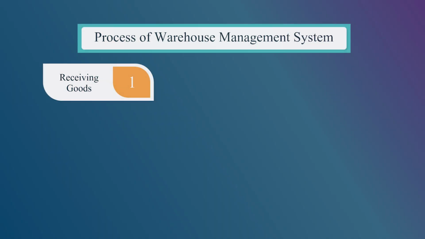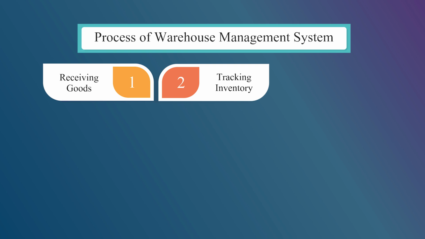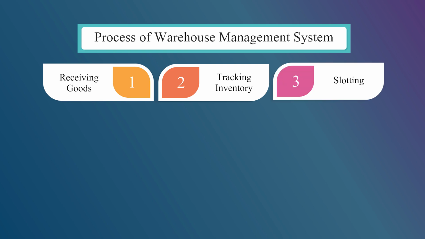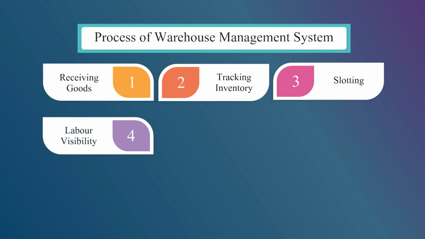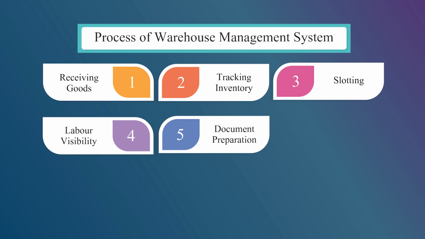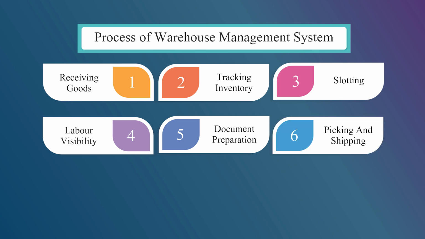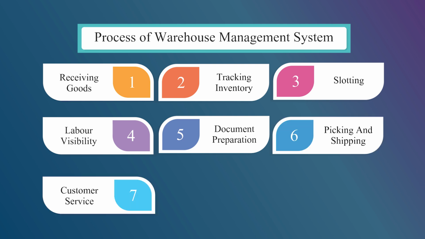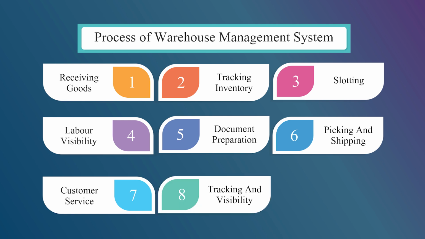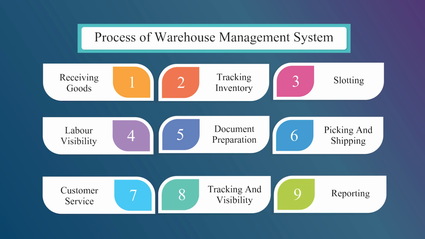Warehouse management system includes, first, receiving goods, second, checking inventory, third, slotting, fourth, labor visibility, fifth, document preparation, sixth, picking and shipping, seventh, customer services, eighth, tracking and visibility, ninth, reporting. Next, we have operational functions of warehouse.